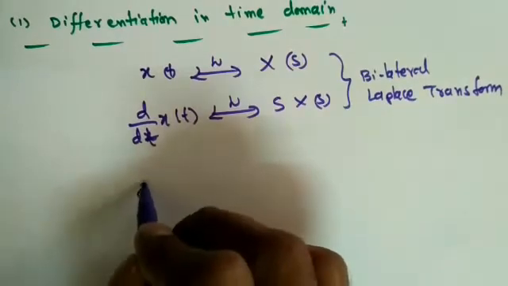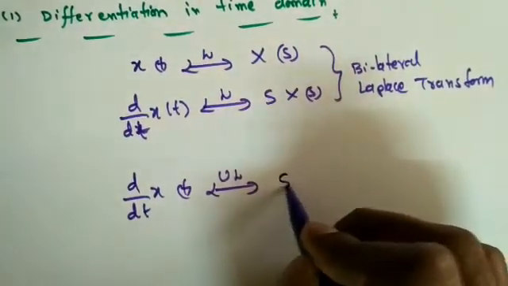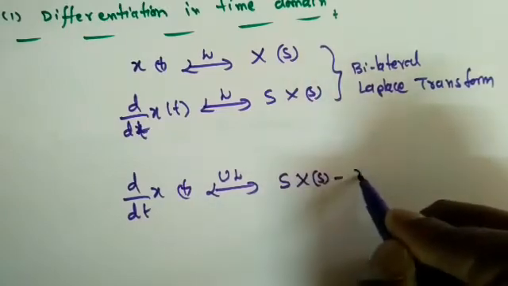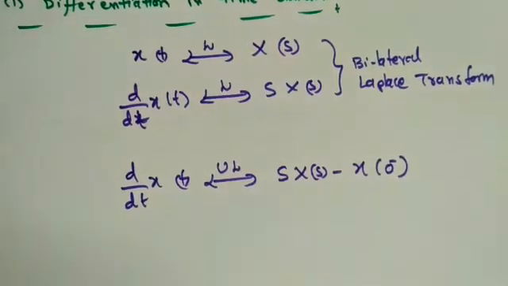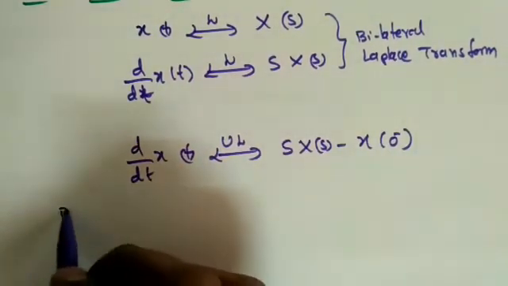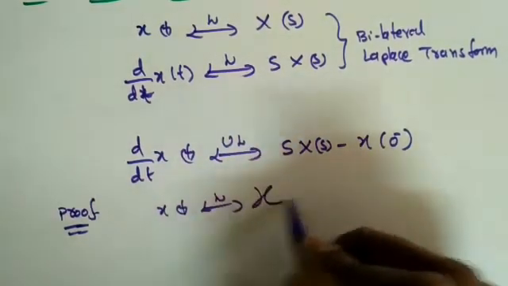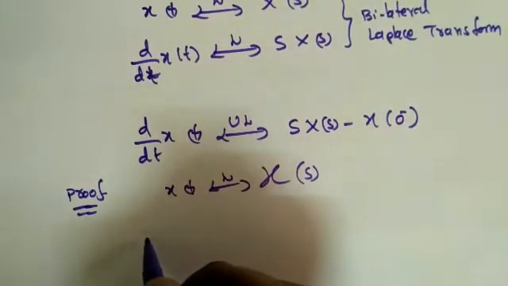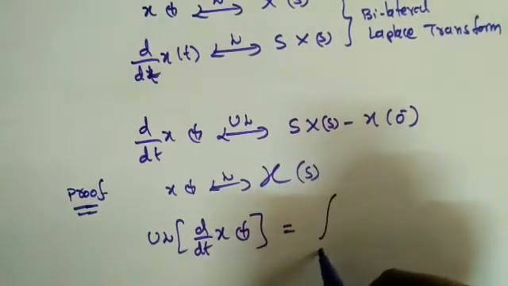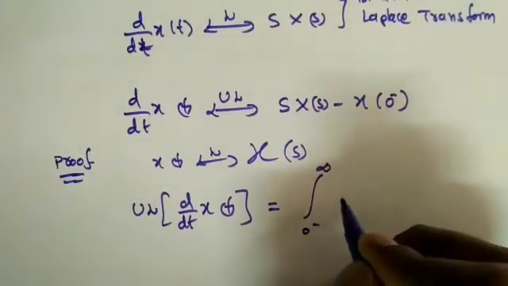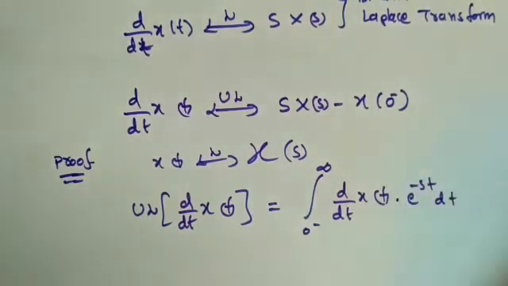First I will write d/dt of x(t); its unilateral Laplace transform becomes s X(s) minus x(0-). This 0- is the initial value at 0. Now for the proof: x(t) has a Laplace transform X(s). If I want to find the unilateral transform of d/dt of x(t), the formula is the integral from 0- to infinity of d/dt of x(t) times e^(-st) dt.